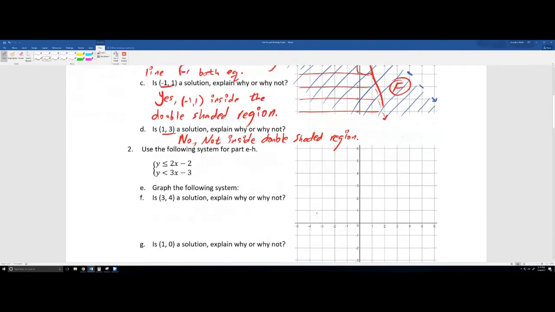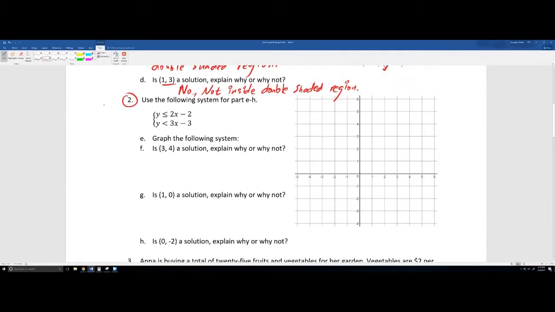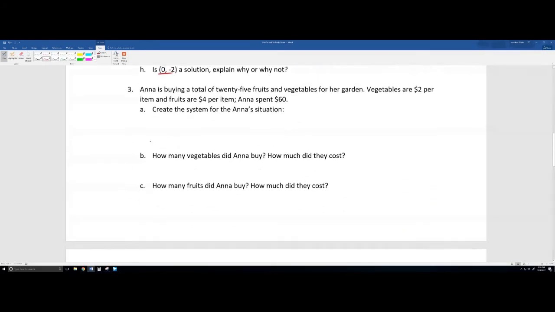All right, number 2, honestly, that's homework. Get some practice in. Be aware of your signs, your symbols for your inequalities, that is less than or equal to. So is that going to be dotted or solid? Again, your first step: what's my B? What's my M? Go ahead and graph both of them. That's part E. And then see if these are solutions or not. Make sure you explain why.